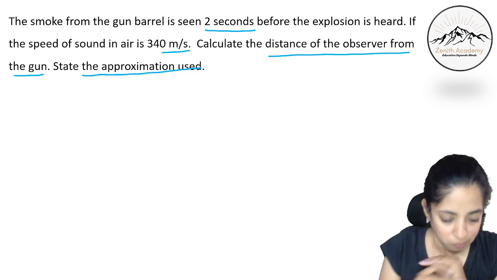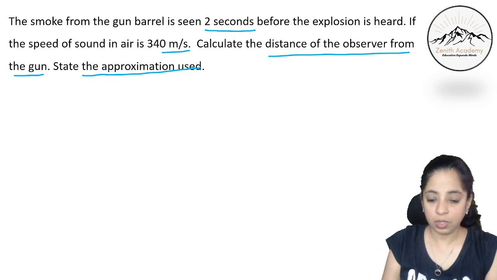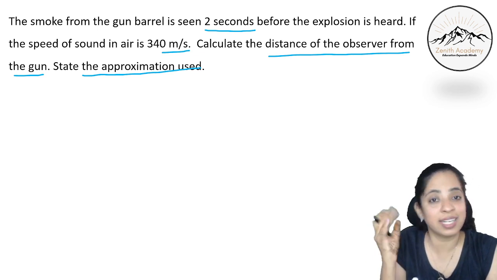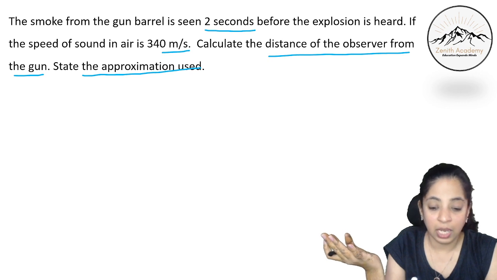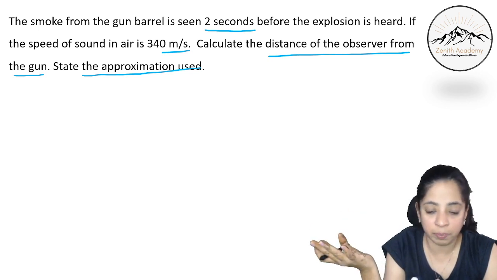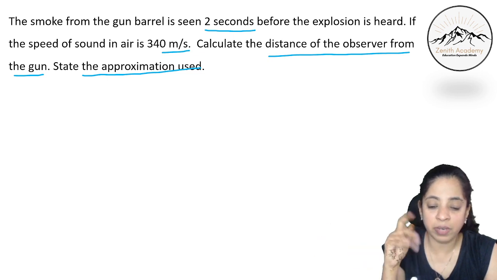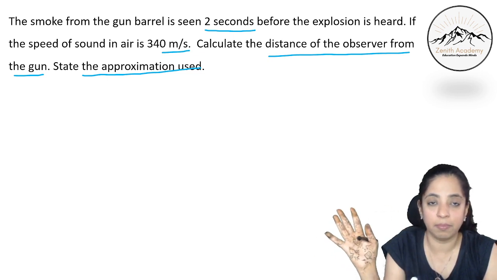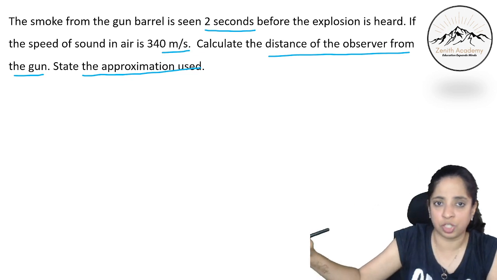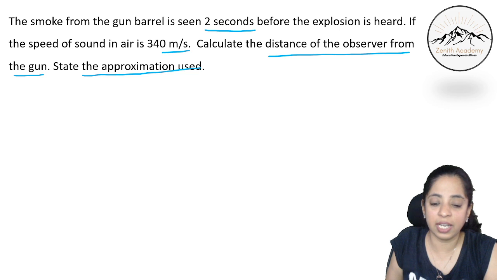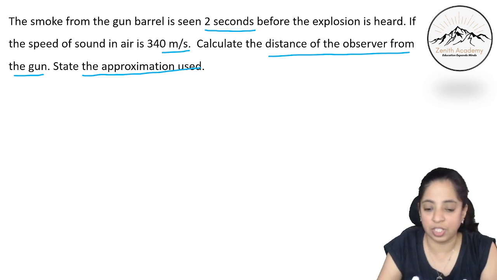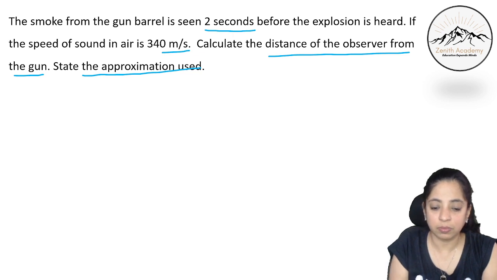Okay. So light has a very high speed, that is 3 into 10⁸. In comparison to sound, sound has a very low speed, around 340 meter. Therefore we can assume that light takes negligible time, right? Light takes very less, meaning 0 time to reach, whereas sound takes 2 second time to reach, right?